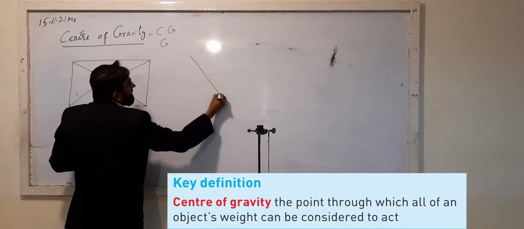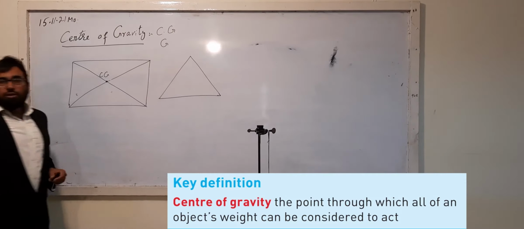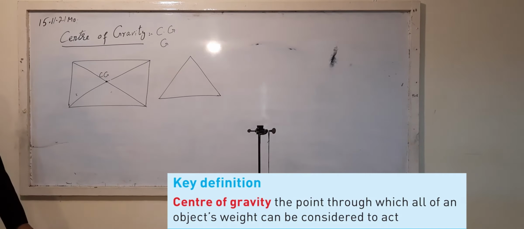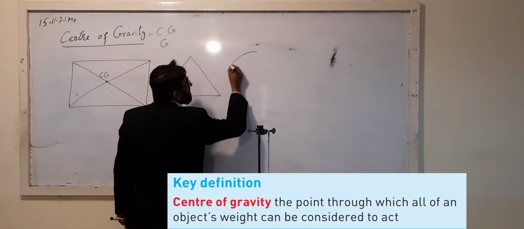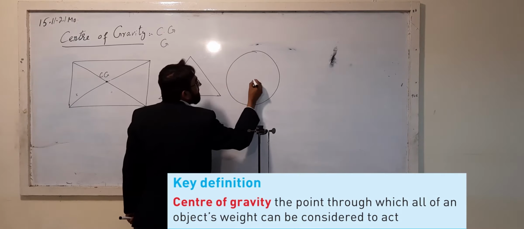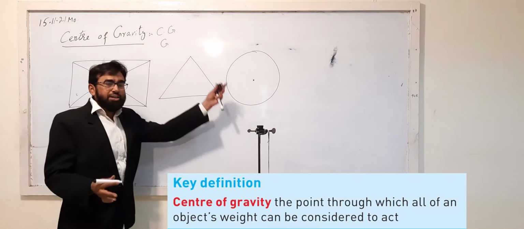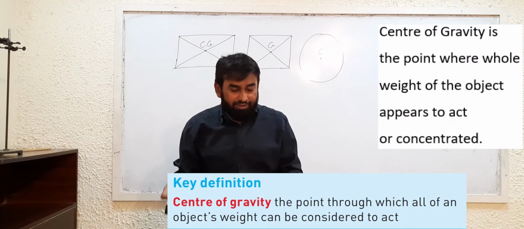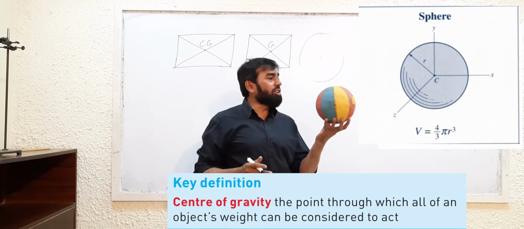If I have a triangle, suppose this is the triangle, you can also find out the center of gravity of this type of shape. In the same way, if you have a circular shape, you can also find out its center. There are geometrical methods to find this. I have an object like this, like a ball. Okay, where is the center of gravity of this?